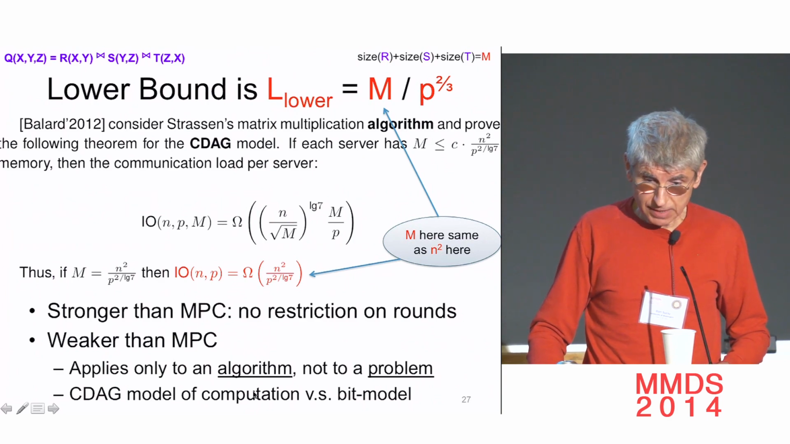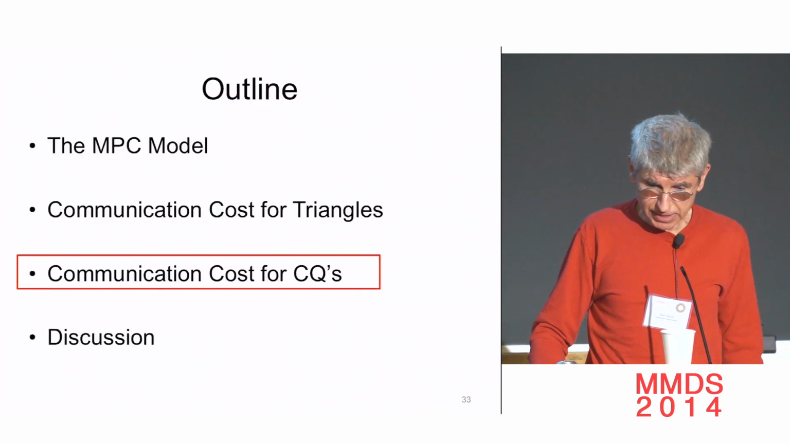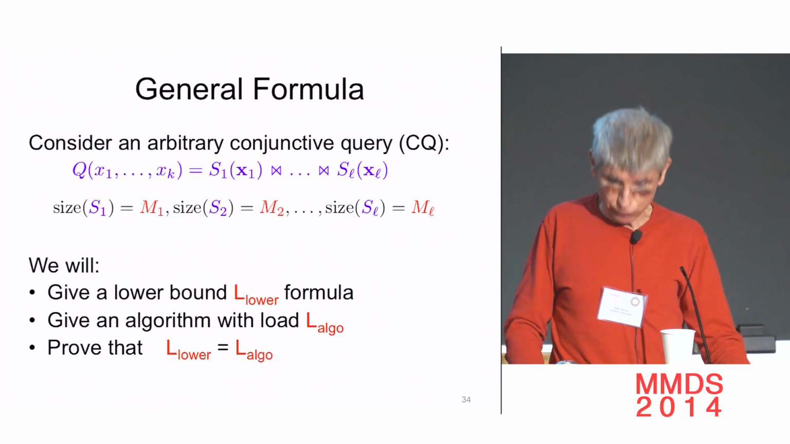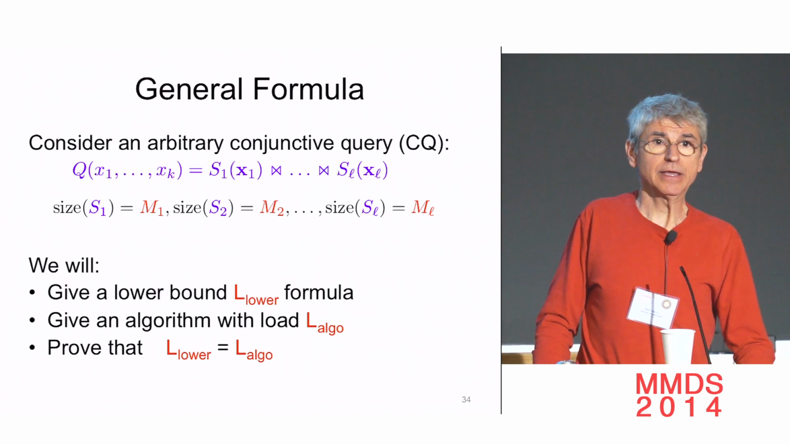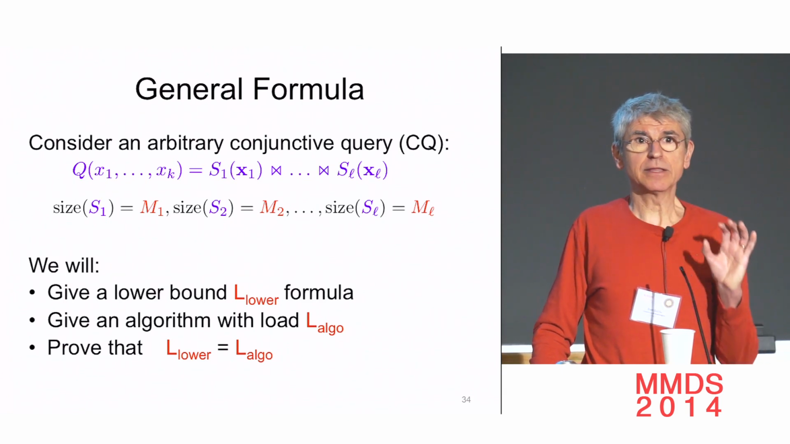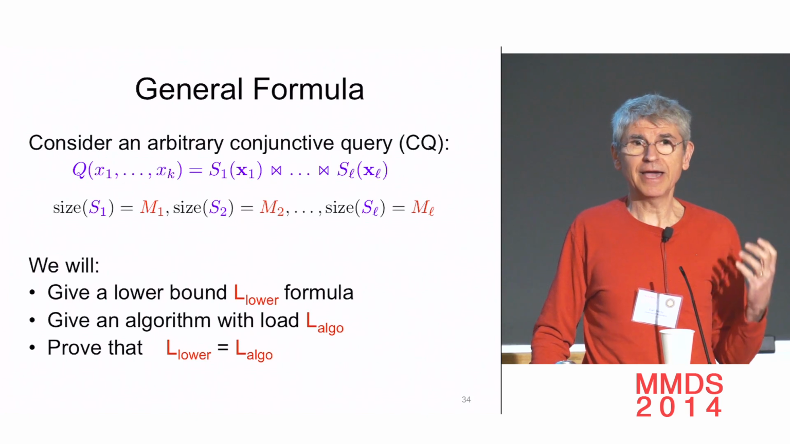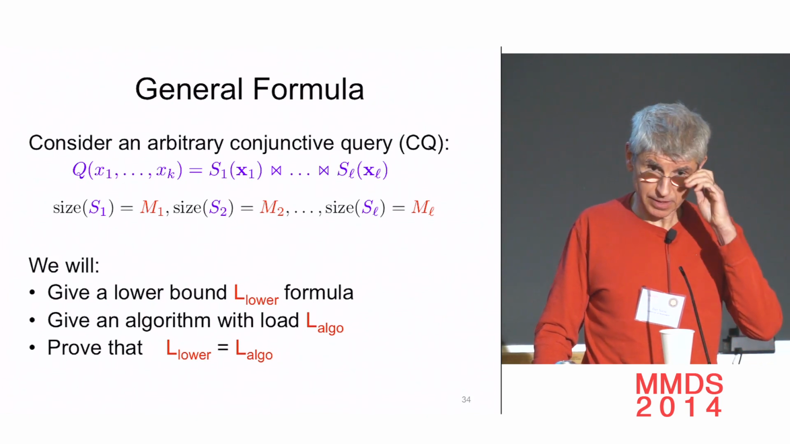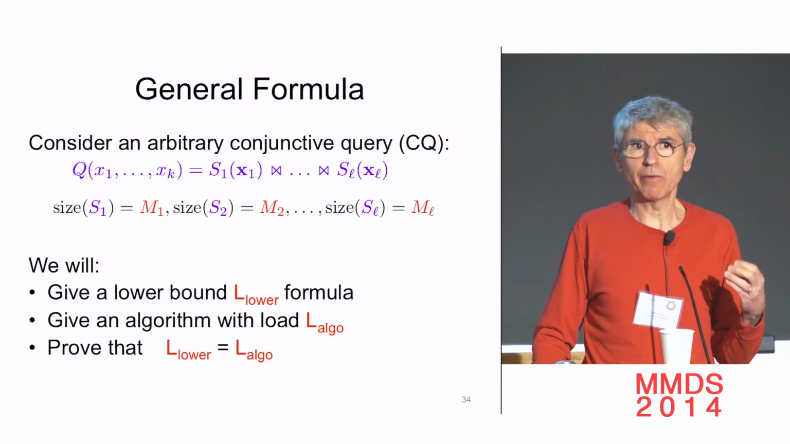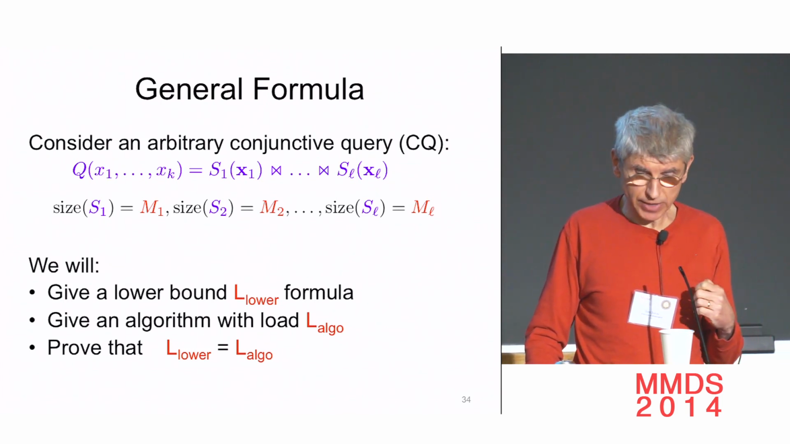Good. I'm going to skip the proof because I want to use the last few minutes to show you how to extend this formula to arbitrary queries. And this is a second cool idea that I'd like you to take from this talk: how to think about an inherent limitation of the communication cost that you need to pay to answer general SQL queries.